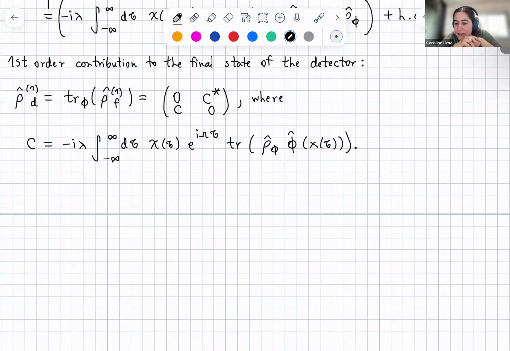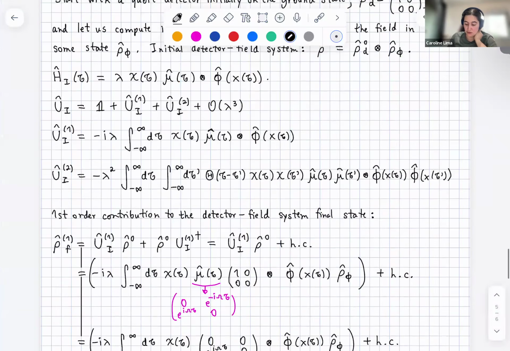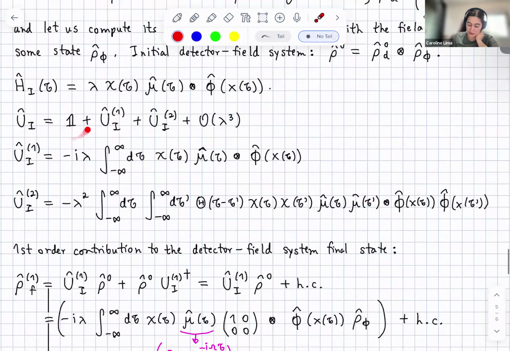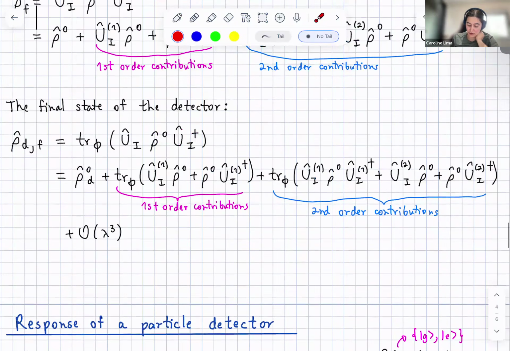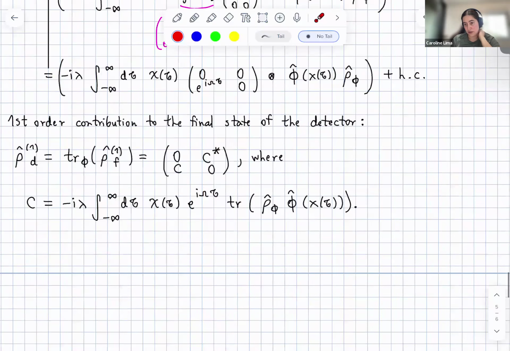Where? Do you want to speak? Maybe I'll try to guess the identity that you're talking about. It is the one that was here. So we had some identity here, right? As I mentioned before, when I'm going to compute the final state of the detector, the zeroth order contribution is going to be exactly the same as the initial state of the detector. So that's the part that the identity is bringing, okay? But then this first order contribution is only this, okay?